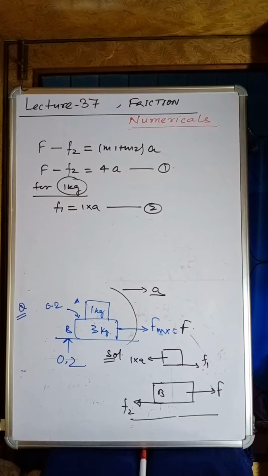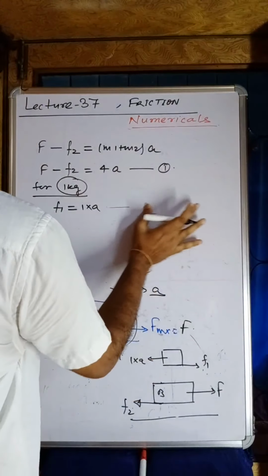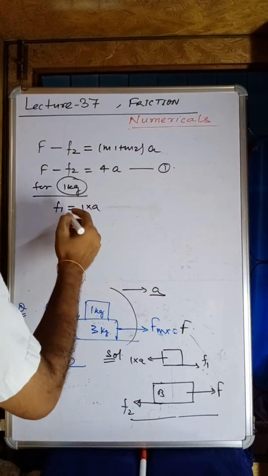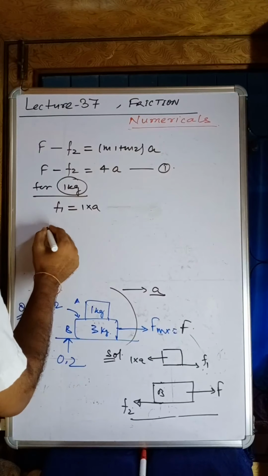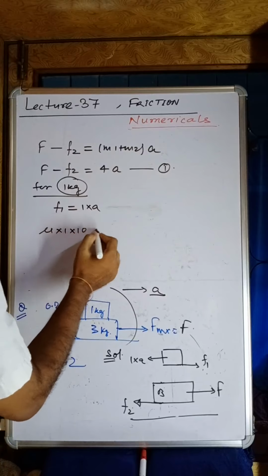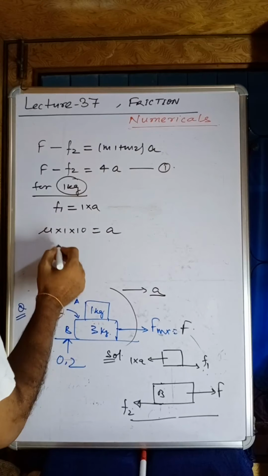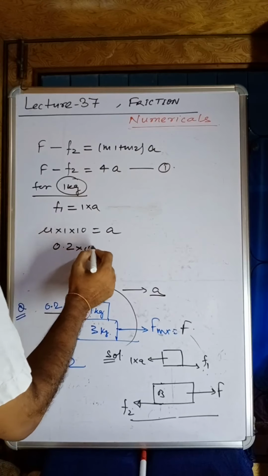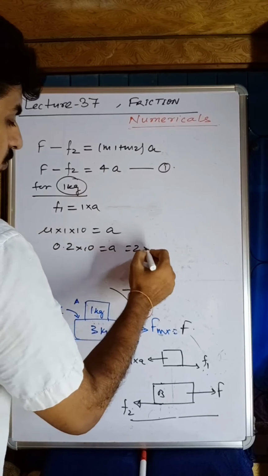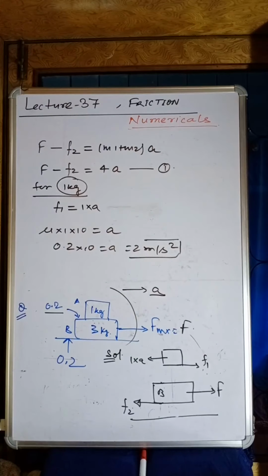Alright, we can continue with equation 2 to find the exact acceleration, my dear students. What can we write here? F is nothing but mu times mg. Here the mass is 1, g is 10, it is A, and mu is 0.2. So 0.2 times 10 is A, that is 2 meter per second square. That is how we got the acceleration.